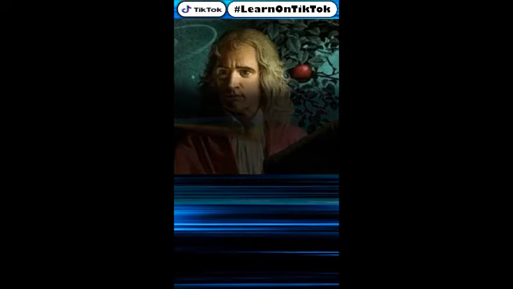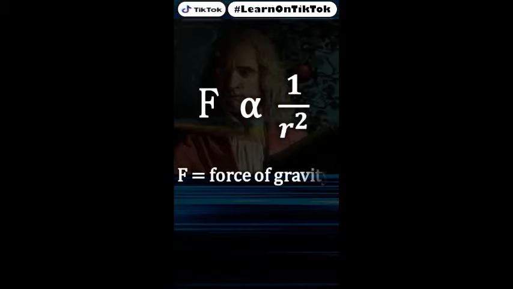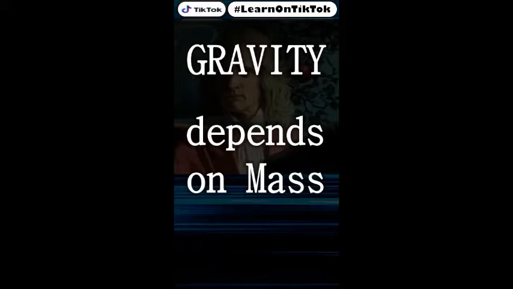Newton successfully proved this concept, and even calculated the magnitude of the gravitational force that the Earth exerts on the moon. From his experiment, he concluded that the force of gravity is inversely proportional to the square of the object's distance from the center of the Earth. Thus, the gravitational force exerted by the Earth decreases with the square of the distance, denoted as r. He also realized that gravity also depends on the mass of an object.